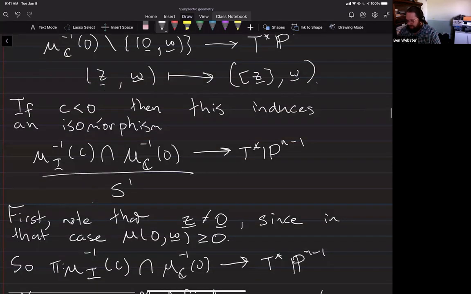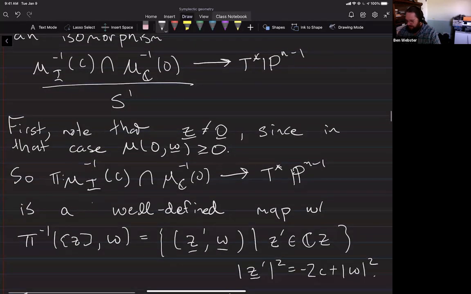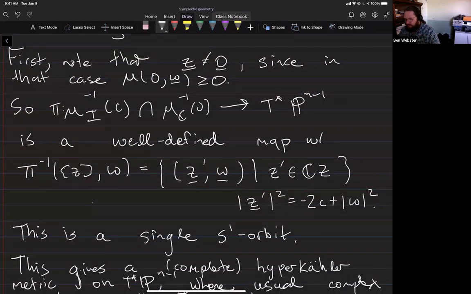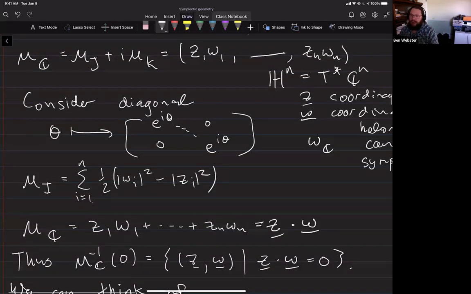And let's take a moment to think about why that's so. Well, if I put in Z equals zero, then looking at this formula for mu I, I get 1/2 norm of the vector W. So in particular, I can't get anything that's negative. I can only get non-negative real numbers if this term is zero.